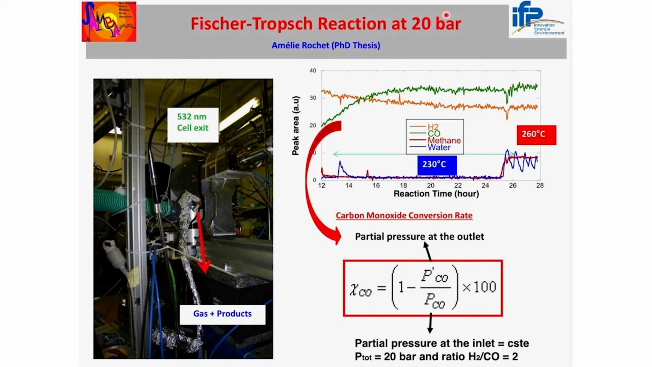So using this information and the previously described calibration curve, we can determine the partial pressure of carbon monoxide at the outlet of the cell, and dealing with the partial pressure at the inlet of the cell, it's very simple because we know the pressure inside the feed line. So we know the ratio between hydrogen and carbon monoxide, and so we can determine pretty well the carbon monoxide conversion rate. The higher this carbon monoxide conversion rate, the more active is the catalyst, of course.